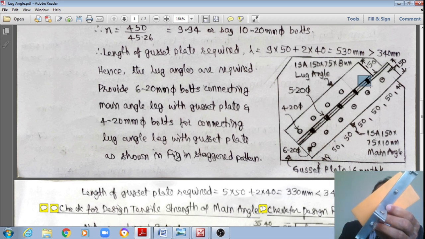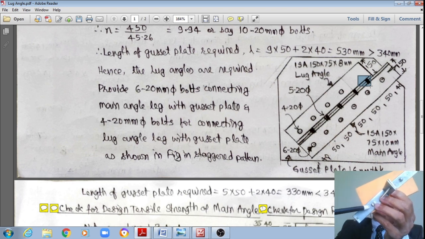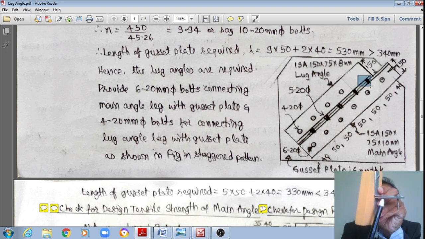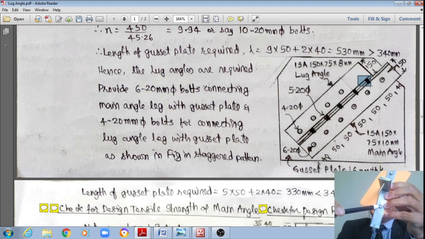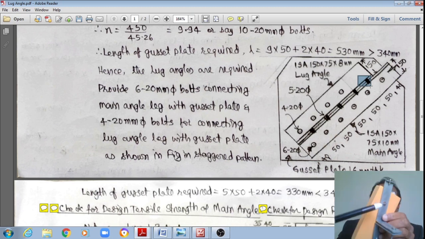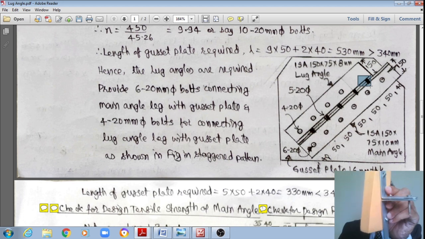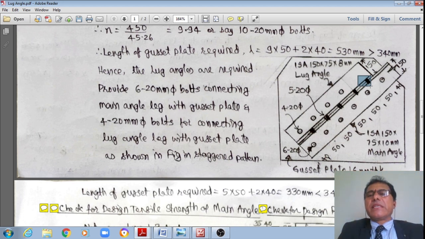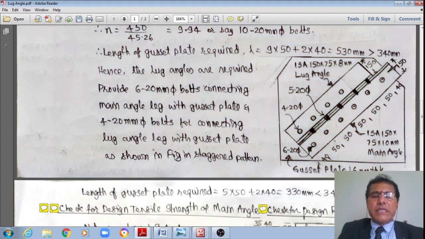This is how the lug angle is connected, student, by 4 bolts. Here 6 bolts are there, whereas these are 5 bolts. Once again I'm saying, these are 6 bolts of 20 mm dia, these are 4 bolts of 20 mm dia, whereas these are 5 bolts of 20 mm dia. Therefore I'm showing the front view, side view, as well as the 3D view and the final schematic. That is how the design of a lug angle is done.